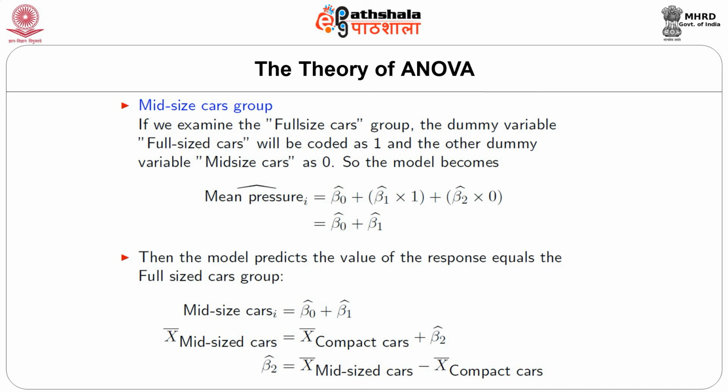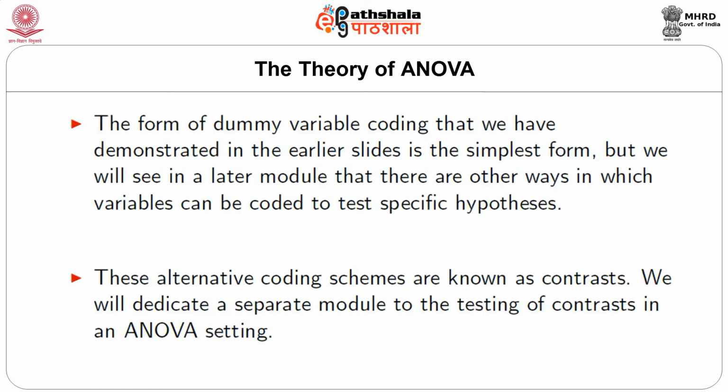I hope you can follow this argument quite easily because they use nothing but very simple concepts, though presented in a somewhat long-winded fashion. The form of dummy variable coding that we have demonstrated in the earlier slides is the simplest form, but we will see in a later module that we can make it even more complicated. So, we want to code them to test specific hypotheses. These alternative coding schemes are known as contrasts. We will dedicate a separate module for the testing of contrasts in an ANOVA setting.